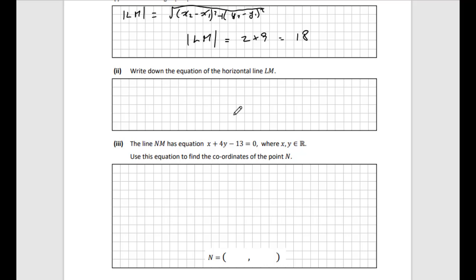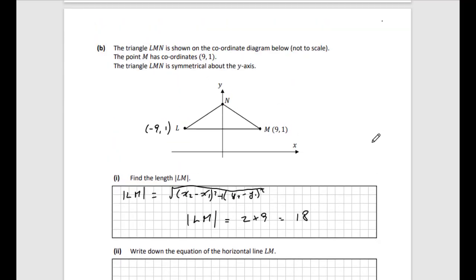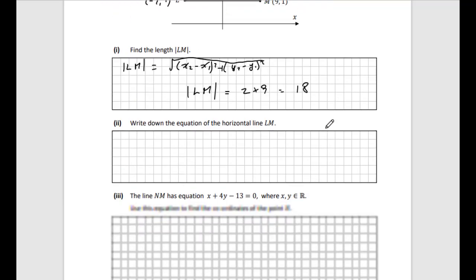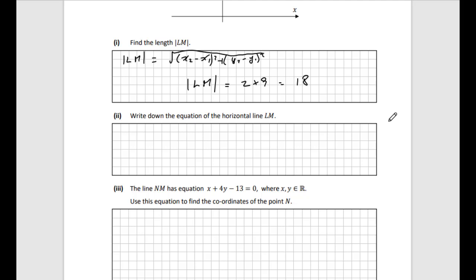Write down the equation of the horizontal line LM. Well, horizontal lines and vertical lines are the easiest ones to write the equations of. If you look at this horizontal line here, you have minus 9, 1, you've got a plus 9, 1, you'll have a 0, 1 here. In other words, all the y coordinates of all the points on this horizontal line will be 1. So the equation of the horizontal line will simply be y is equal to 1. And that's it. That's all you've got to do there.